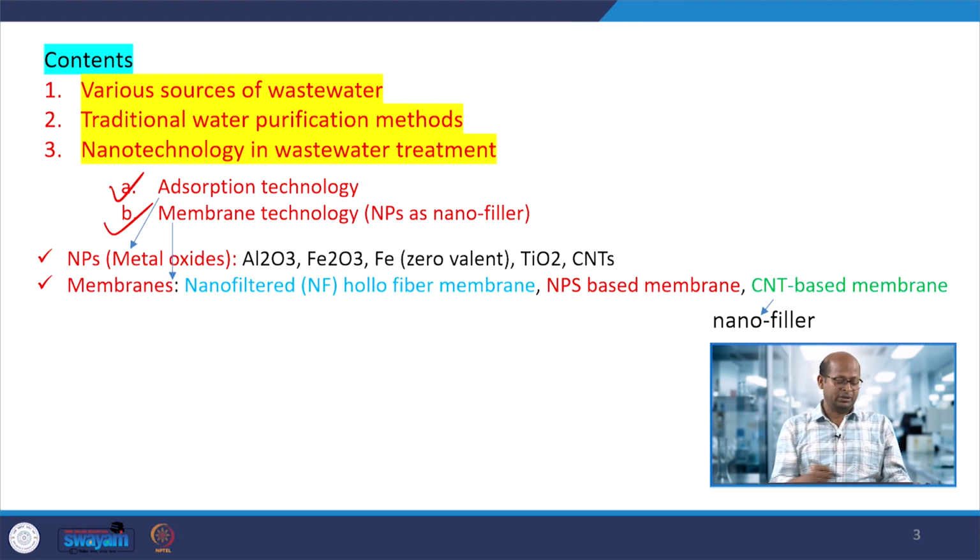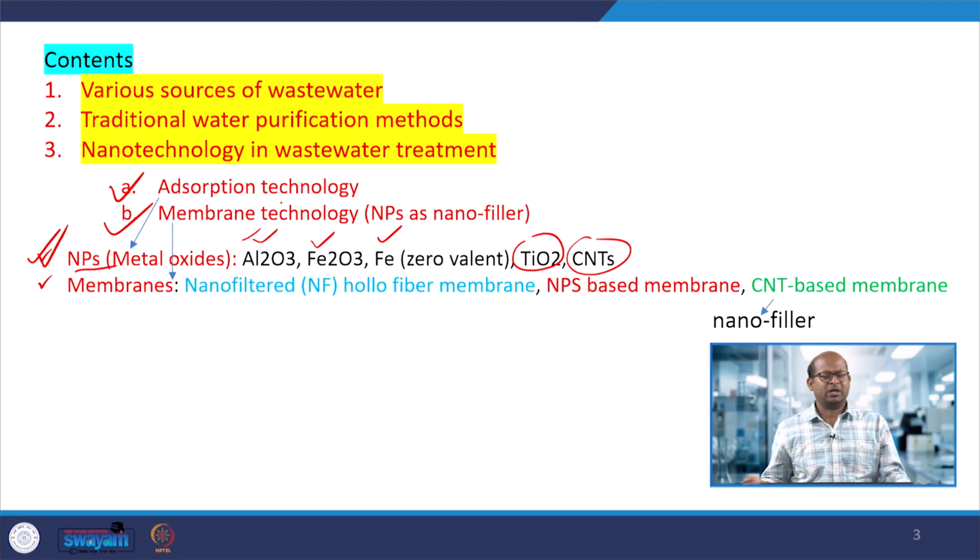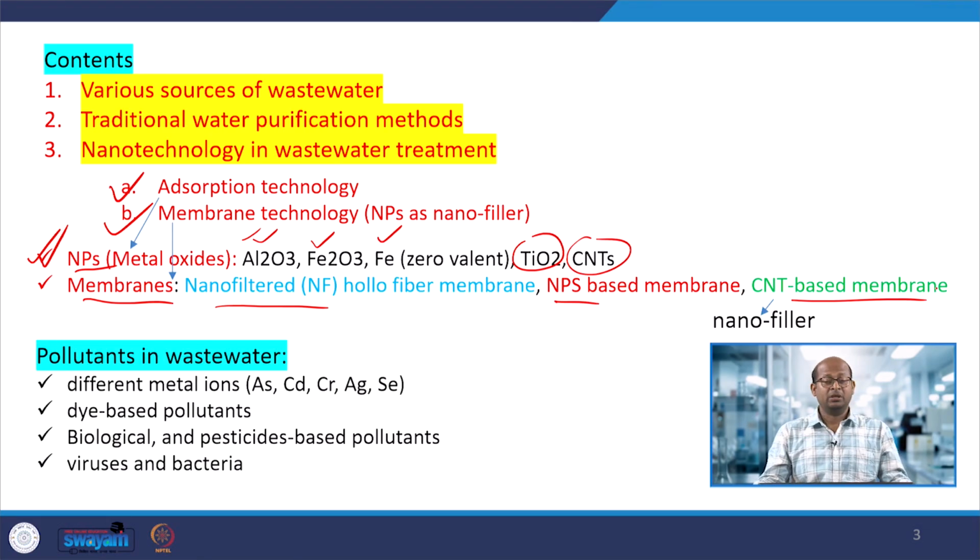So, here I have already discussed that there are various types of nanomaterials, that may be metals, metal oxides, zero valent metals, TiO2, CNT. These are the most commonly used and cheapest materials that can be synthesized by many processes, and they can be used for wastewater treatment. Membranes also, nanofiltration or hollow fiber membranes, nanoparticle based membranes, or CNT based membranes. That can be discussed in our next slides.